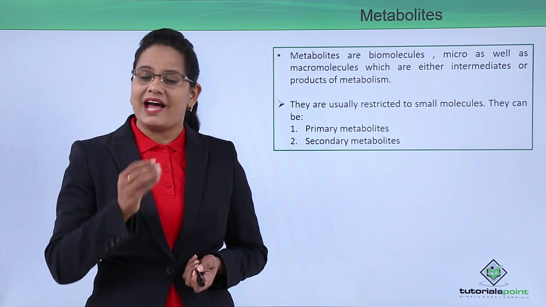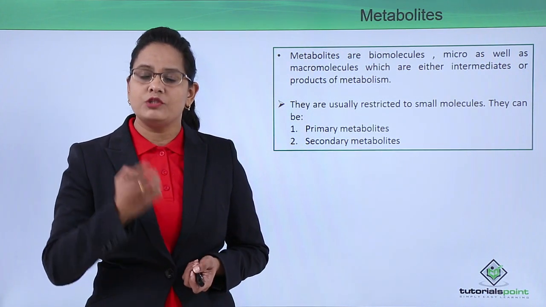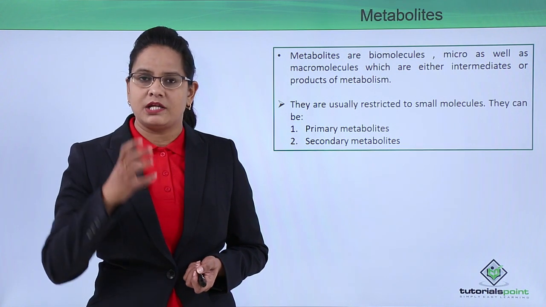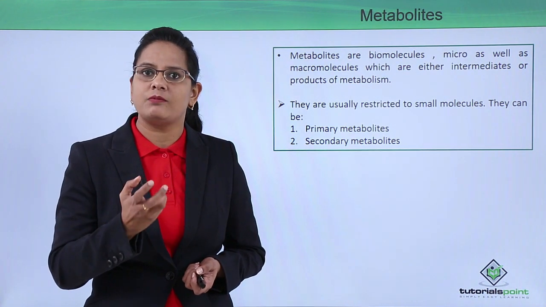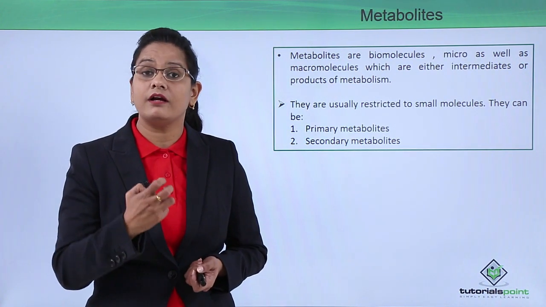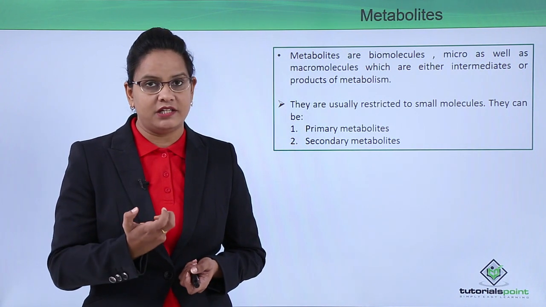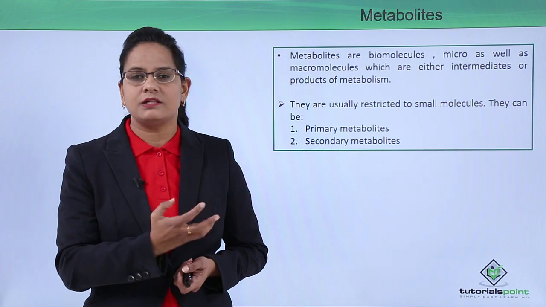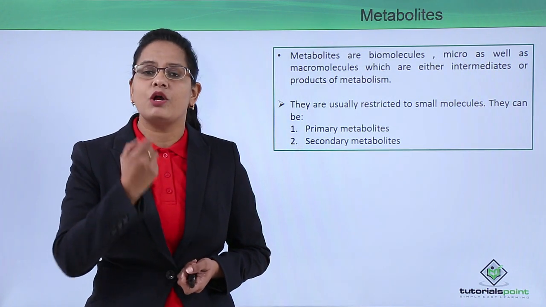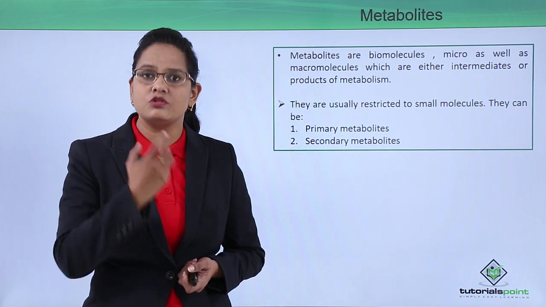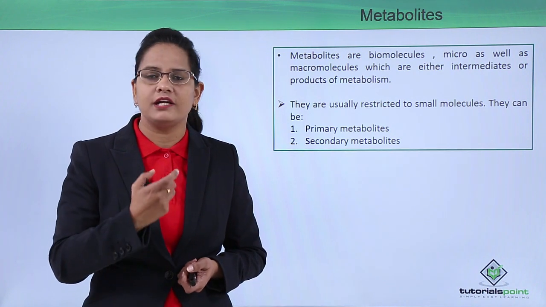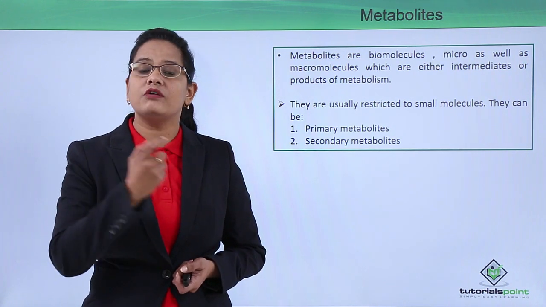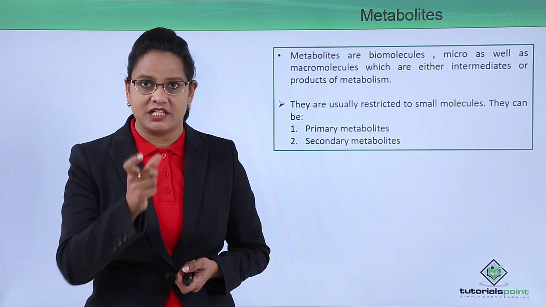Metabolites, as the word suggests, are formed during the metabolic pathways. We discussed in the video on metabolism that metabolic pathways occur in chains and different intermediates are formed. So these intermediates, the products, the small molecules, which can be micromolecules as well as macromolecules, organic or inorganic, all of them combined together are called metabolites.